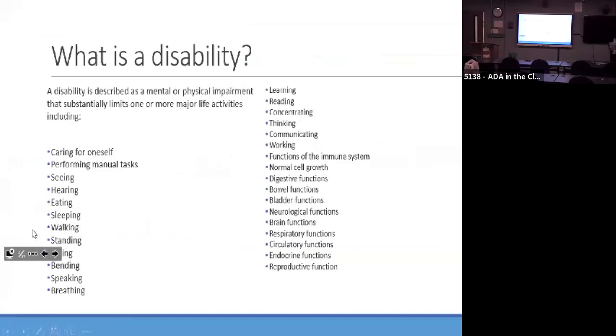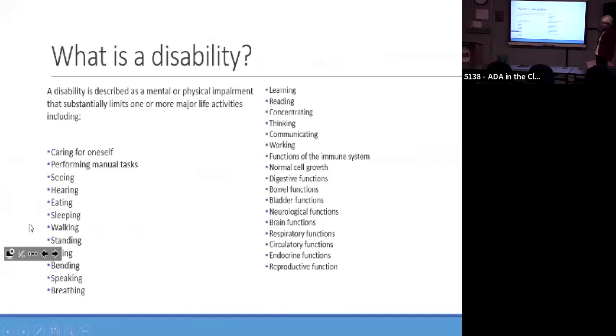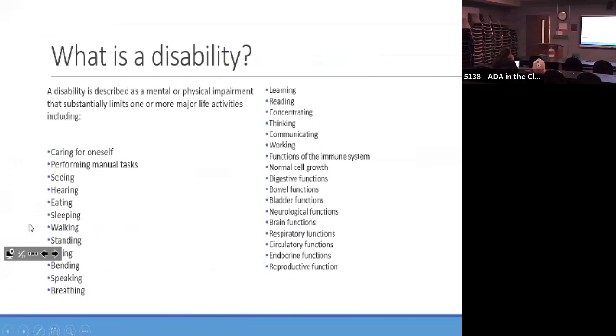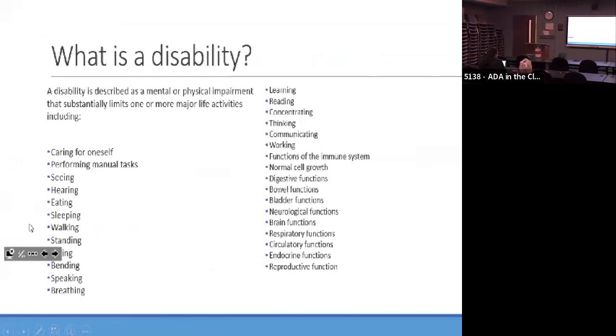Okay, so real quick, just to give you an idea what the technical or legal definition of disability is. It's a mental or physical impairment that substantially limits one or more major life activities, including the things that are listed here. The things that are listed here came directly from the legislation, the ADA Amendments of 2008. So this is not something that I've made up. This is from a legal document, okay?